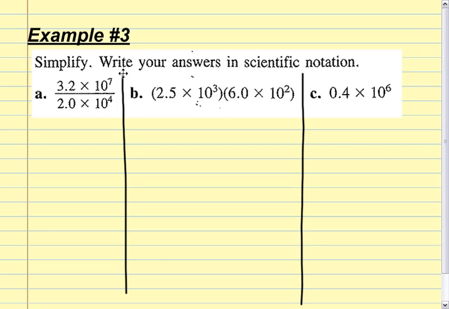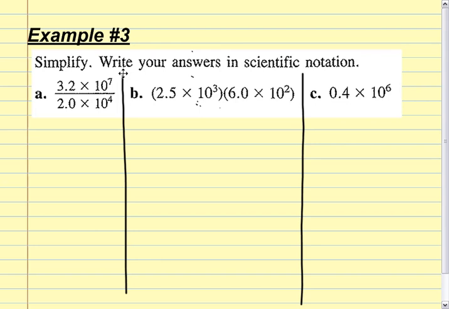It says simplify. Write your answers in scientific notation. Okay? Now, Bella, you're going to help me with this one. This first one says 3.2 times 10 to the 7th divided by 2.0 times 10 to the 4th.